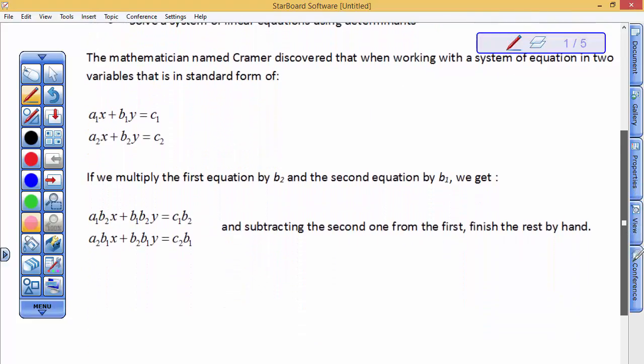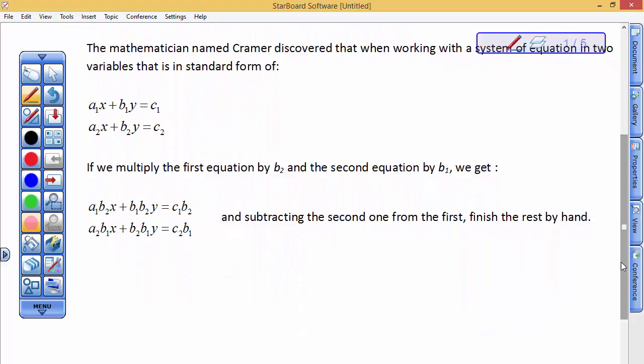Now, if you'd rather not see the theory, the proof behind why Cramer's rule works and we can solve by determinants, you might skip over this next piece. But this is what Cramer said. Cramer said if I would multiply this equation by b sub 2, which is the coefficient in front of the y term, so this a1 gets multiplied by b2, this b1 gets multiplied by b2, and this c1 gets multiplied by b2.